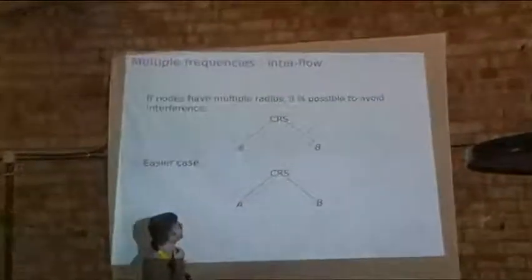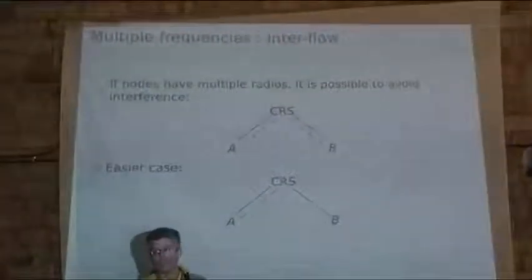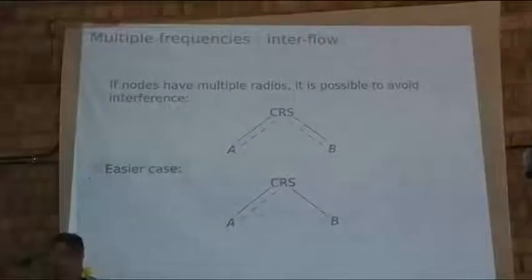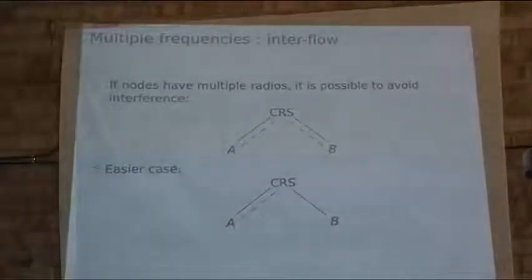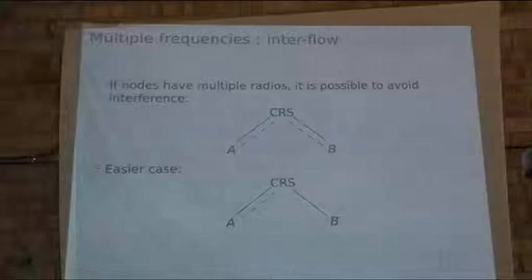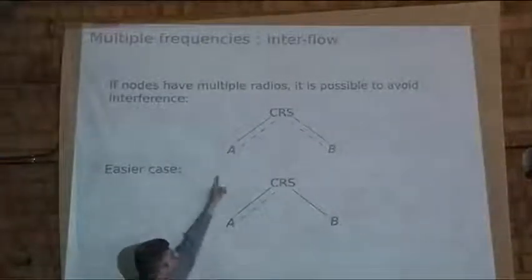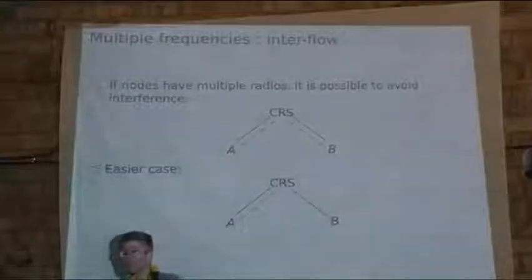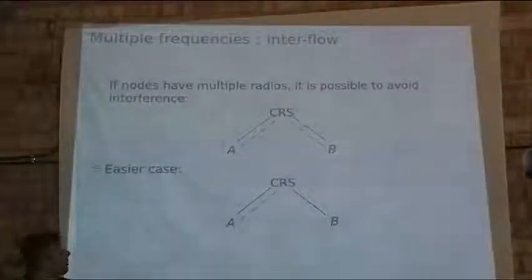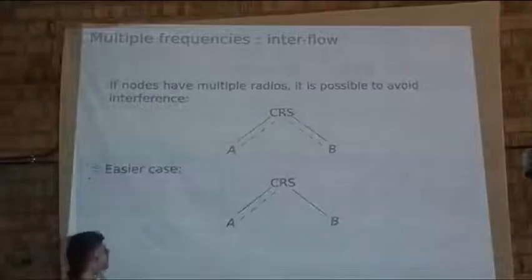So I'm coming back to my examples before. So interflow interference. I'm not going to speak much about interflow interference in this talk, but just an example. In the example before, if you assume that everyone has 2 radios, then A and B can choose different frequencies to communicate with the truck at the top. So that's the easy choice.